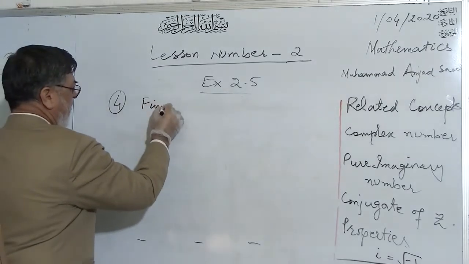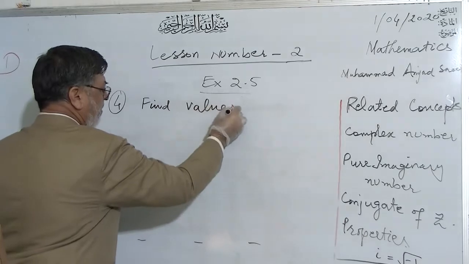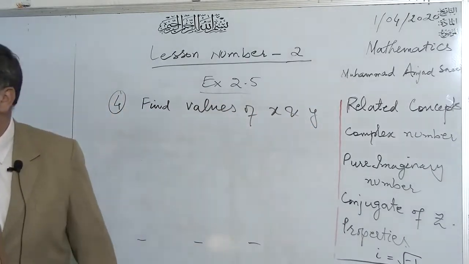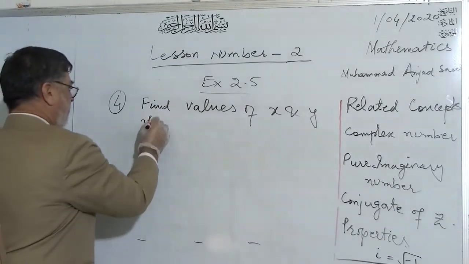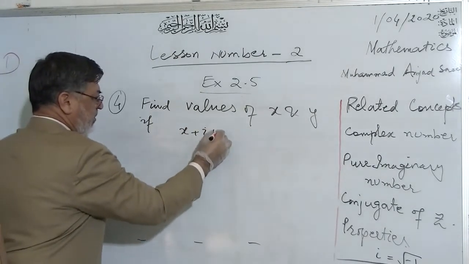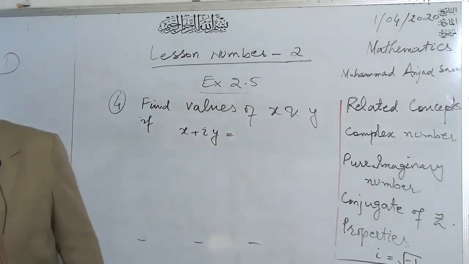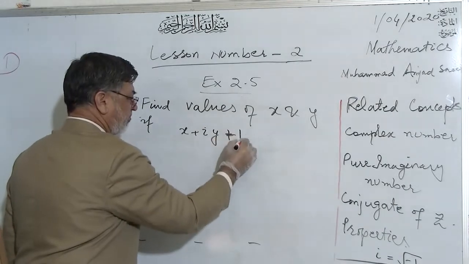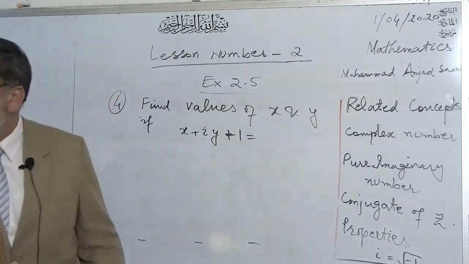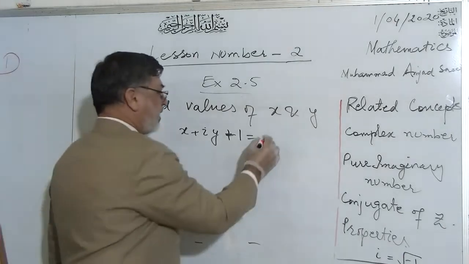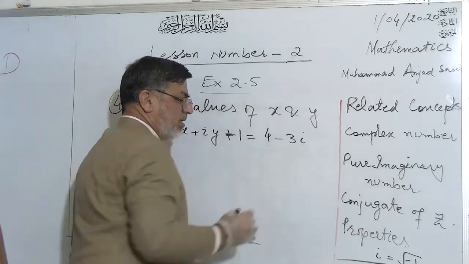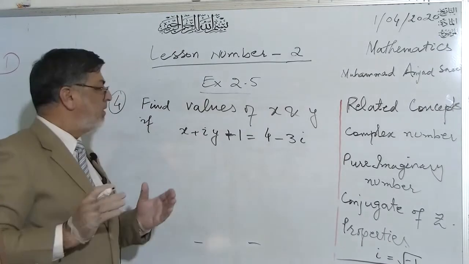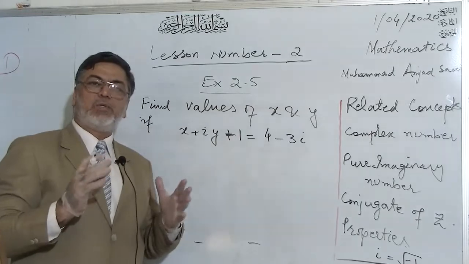Find values of x and y if x plus iota y plus 1 is equal to 4 minus 3 iota. Remember that I gave you the idea how to compare the two complex numbers.